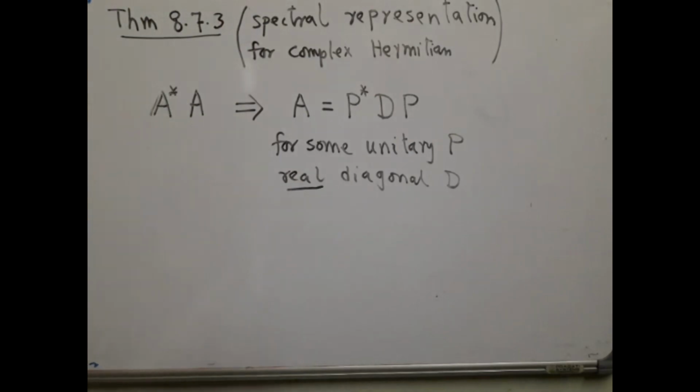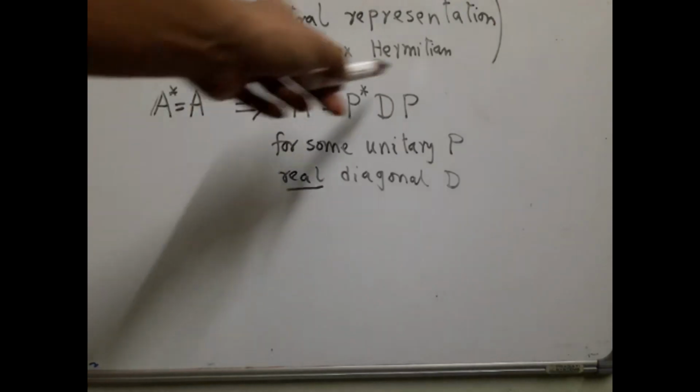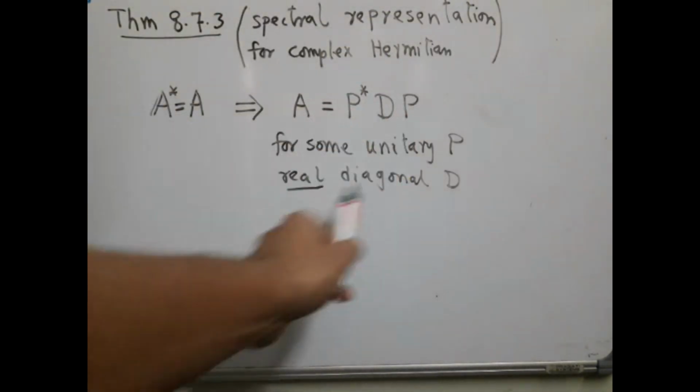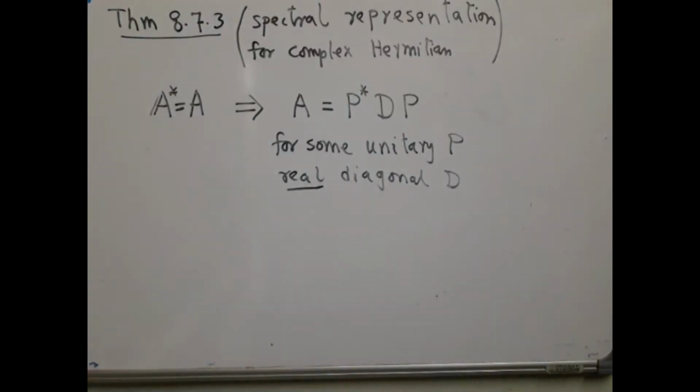If you start with a complex Hermitian matrix, then you have A equal to P star D P for some unitary matrix P and some real diagonal matrix D. Now this has lots of simple corollaries.